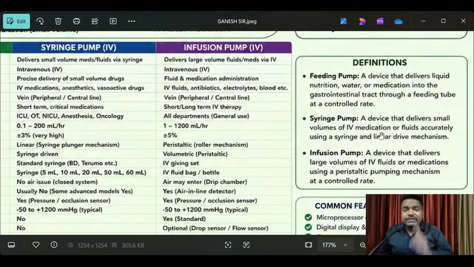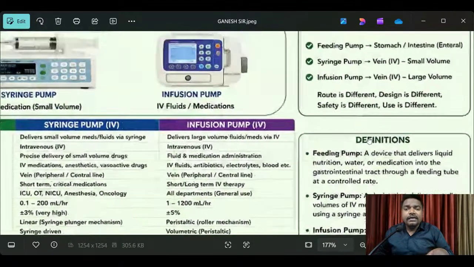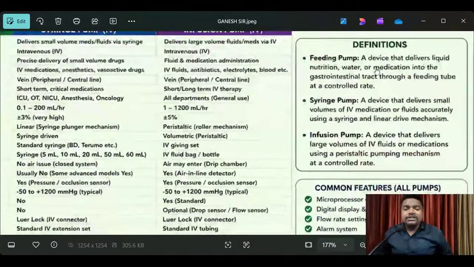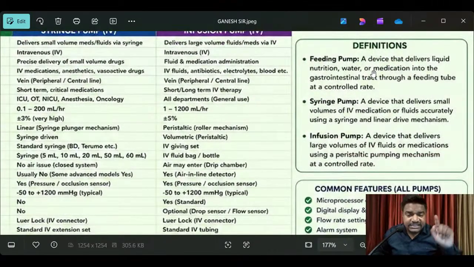For which one? Large intestine. So that is why I have given a simple, quick difference here. Feeding pump is for the stomach, for food and nutritional purposes. Syringe pump is for small volume, and infusion pump is for large volume. You have to keep this in your mind. First of all, you have to be clear on these definitions.